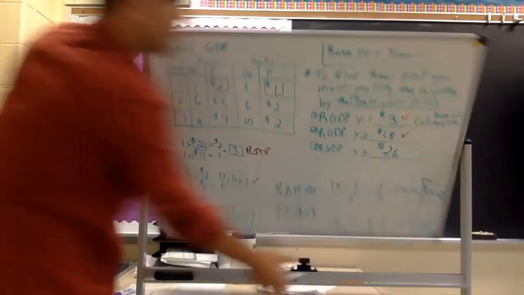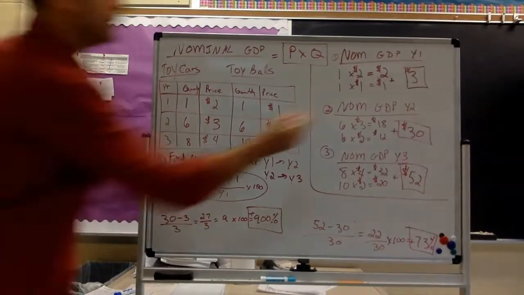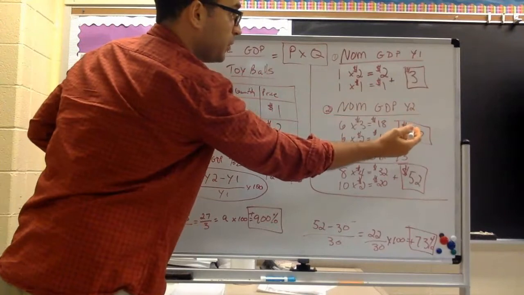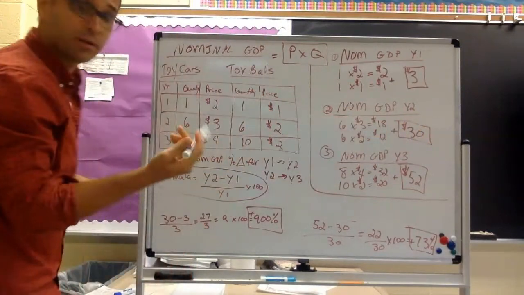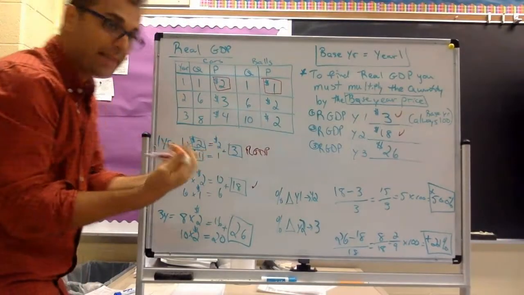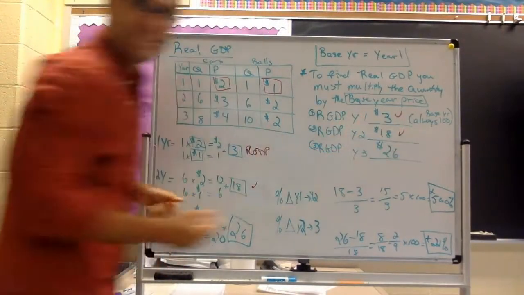Whereas before, what will we have? The nominal GDP was 3, just like we had before, and now it was 30 for year 2. That's the nominal GDP. The real GDP is actually deflated. We've deflated it to 18.